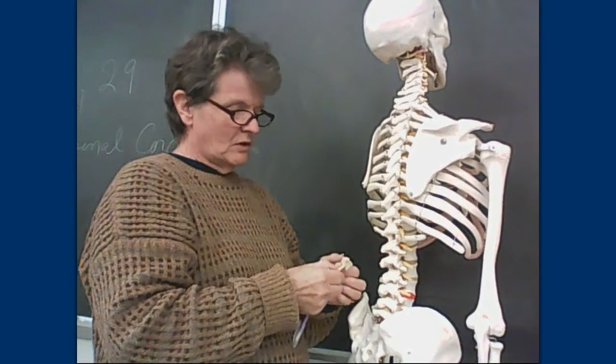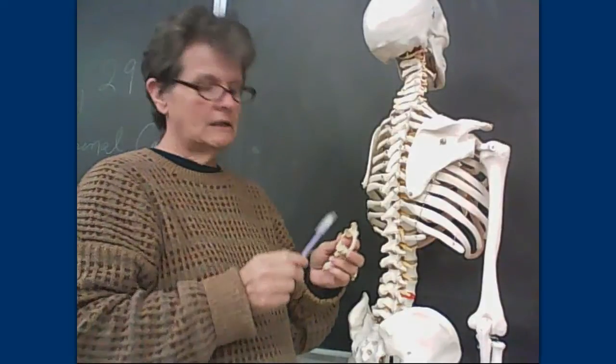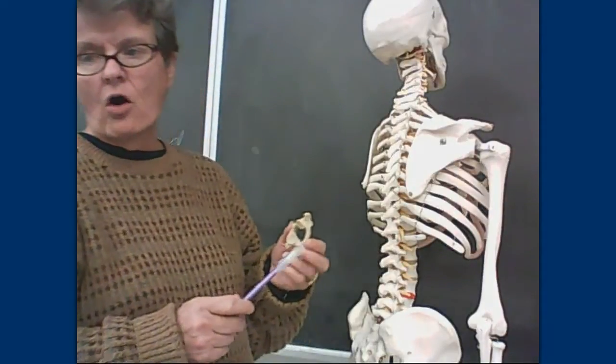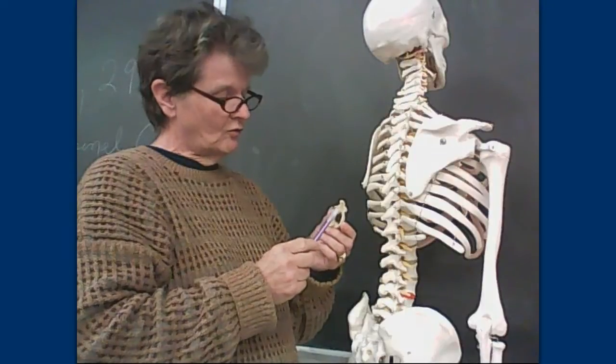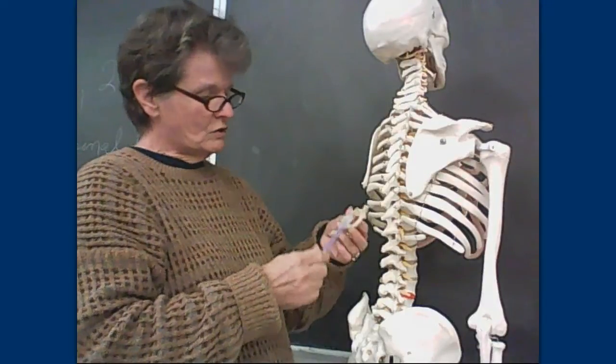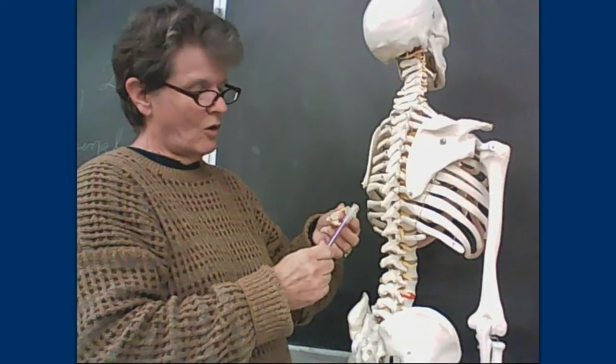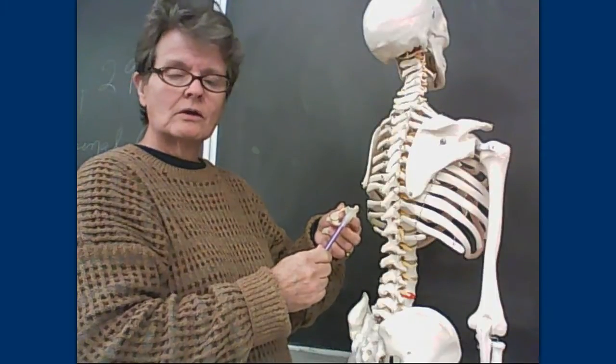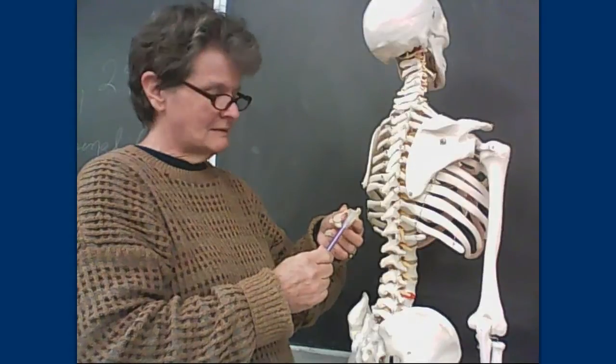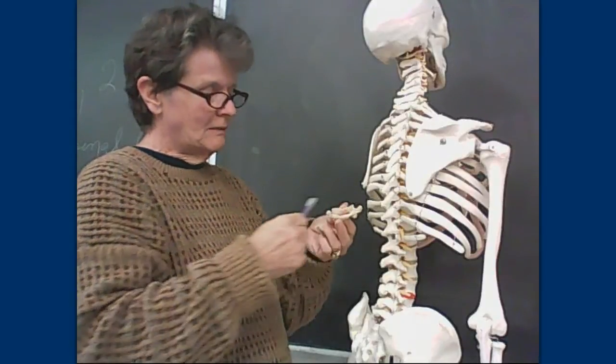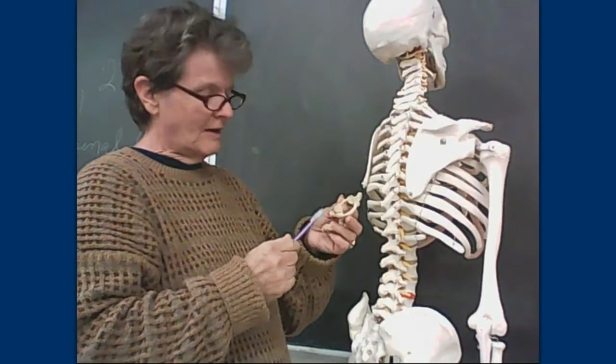Now, there is something very unique about cervical vertebrae. A couple of things are unique and will help you to remember identifying cervical vertebrae. First off, there are 7 cervical vertebrae, and they have features. This particular part is called the transverse process. The transverse, meaning from side to side, process.